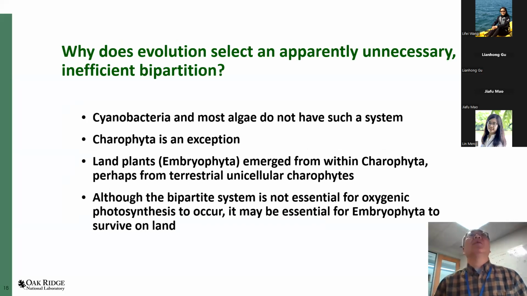If that's the case, then one might ask why evolution selects an apparently unnecessary, inefficient bipartition. Granum stacks are not necessary for oxygenic photosynthesis to occur. Cyanobacteria and most algae do not have such a system. Charophyta is an exception. Embryophyta emerged from within Charophyta, perhaps from terrestrial unicellular charophytes. Although the bipartite system is not essential for oxygenic photosynthesis to occur, it may be essential for embryophyta to survive on land.